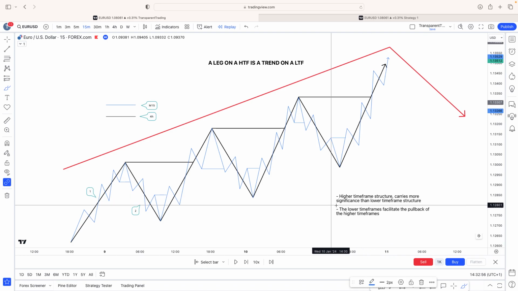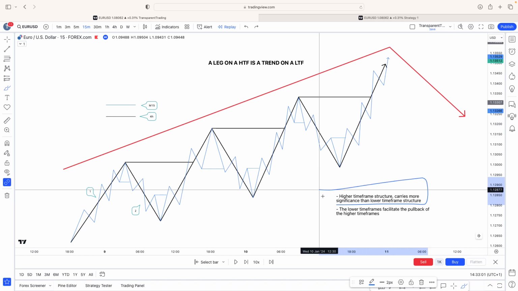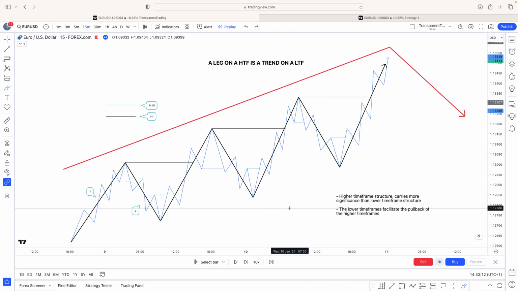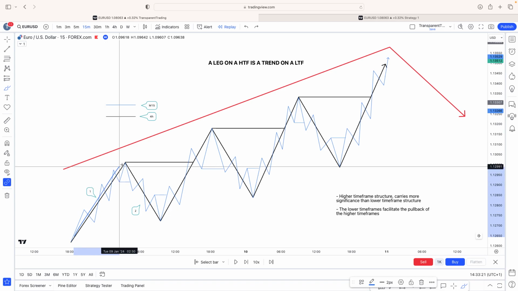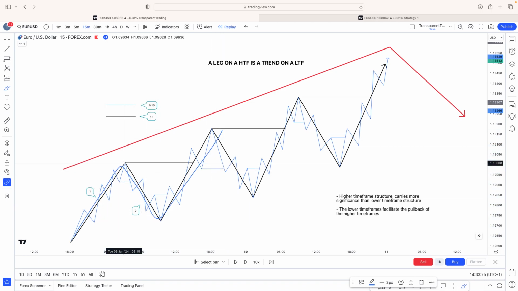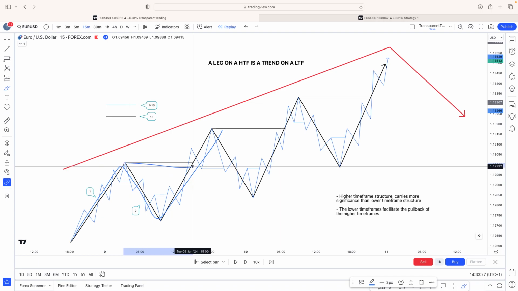So I just want to state first that higher time frame structure carries more significance than lower time frame structure, okay? So we expect a 4-hour strong low or strong high to hold over the M15 strong low or strong high holding, okay? So here we look at the 4-hour and we see we have an impulse, a correction, an impulse that breaks 4-hour structure to the upside, okay?